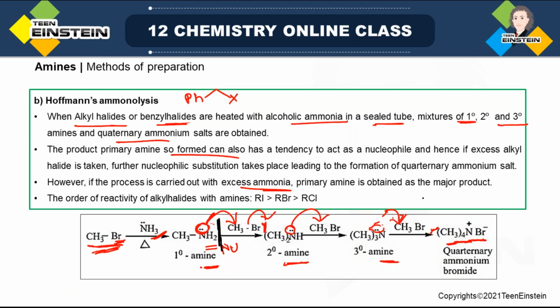Fine. So depending on whether you want to get 1 degree amine or a mixture, that is up to you. You have to control the reaction accordingly. The order of reactivity of alkyl halides is like this. Obviously here the leaving group is halogen, and we know iodide is a better leaving group than Br, and Br is a better leaving group than Cl. So the order of reactivity should follow this order: RI, then RBr, then RCl. Okay.